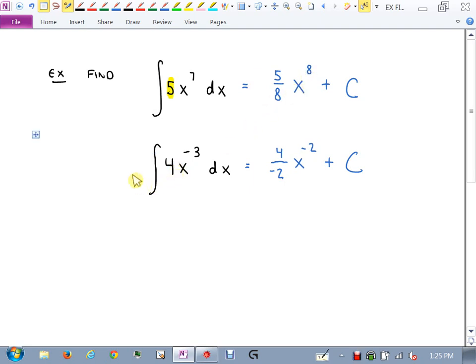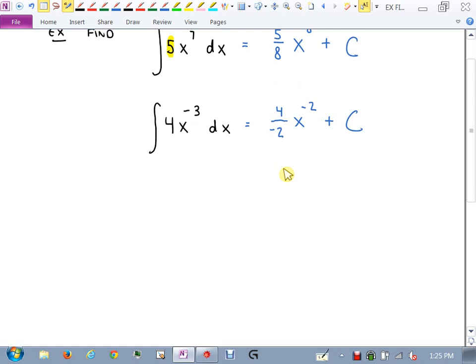Same thing here. I could have brought the 4 out, found the antiderivative of this, which would have been just 1 over negative 2, x to negative 2, then brought the 4 in later. So it's just like what we had with derivatives. If you have a constant attached to the function, you can just bring it out, do your antiderivative, and then bring it back in. I'm just pointing that out, all right?